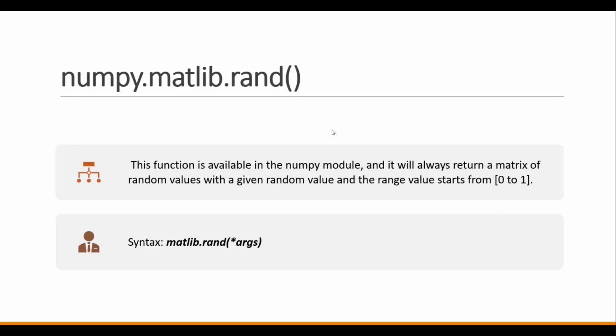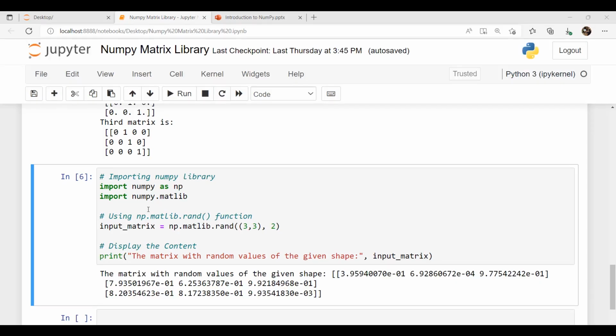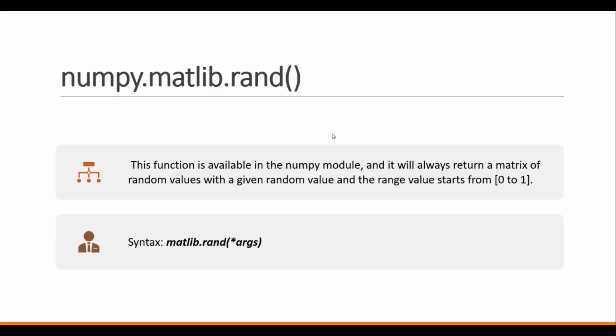Now let us take an example and check the working of the numpy.matlib.rand function. So in this example, first I have imported the numpy library with the alias name np. After that, to get the random values, I have used the np.matlib.rand function and mentioned the shape in it, 3 comma 3, which means the matrix will have 3 rows and 3 columns. So as you can see that the matrix with random values will be this. So with this we have completed the NumPy matrix library.